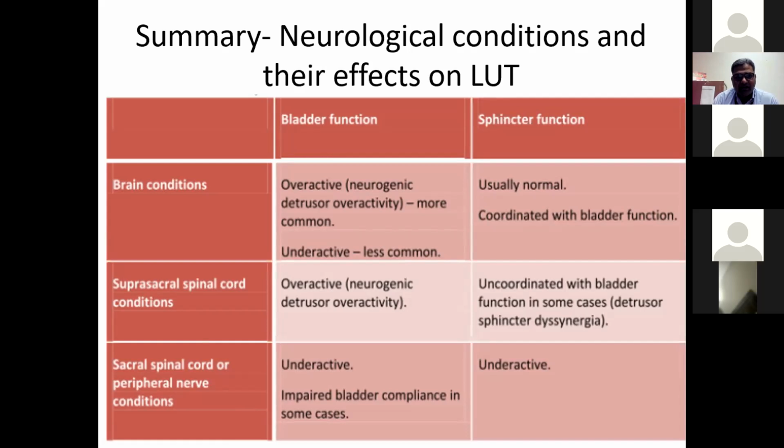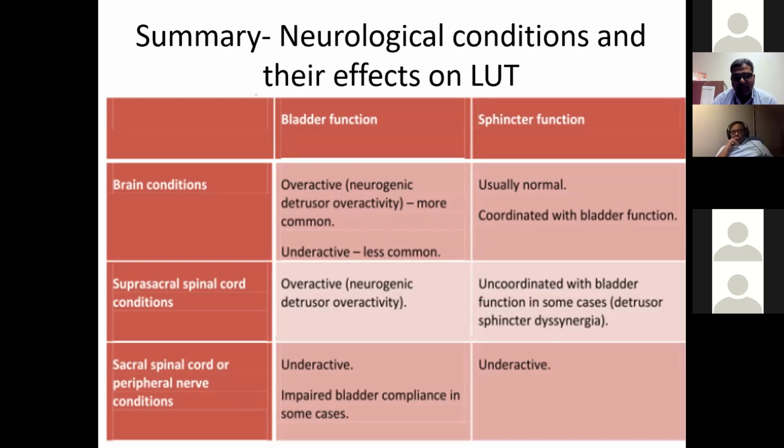In suprasacral spinal cord lesion, what happens to the bladder? The bladder becomes overactive with neurogenic detrusor overactivity. Sphincter function, there is uncoordinated sphincter activity with the bladder, leading to detrusor sphincter dyssynergia.